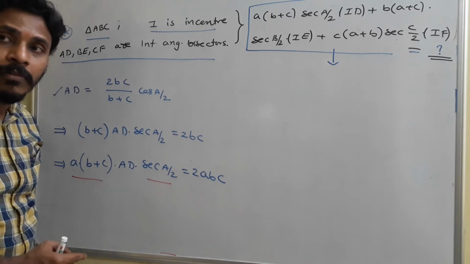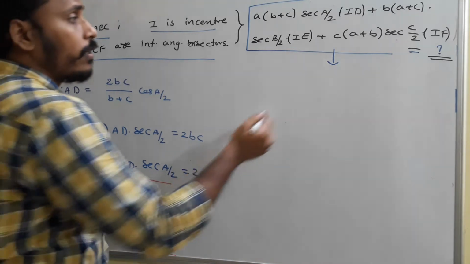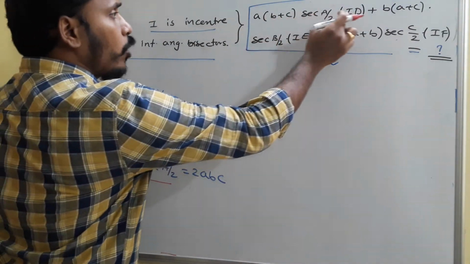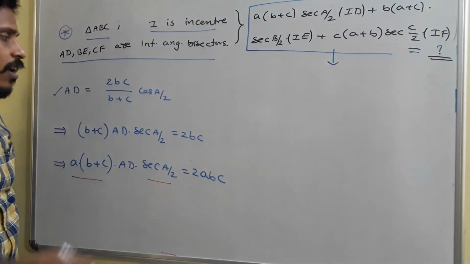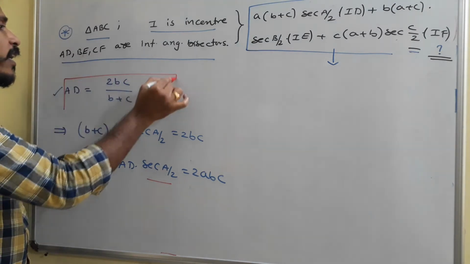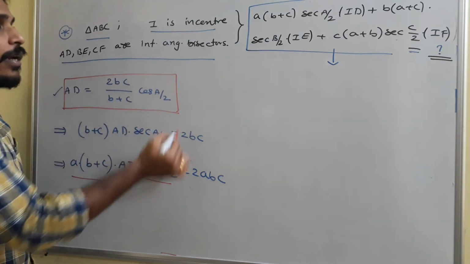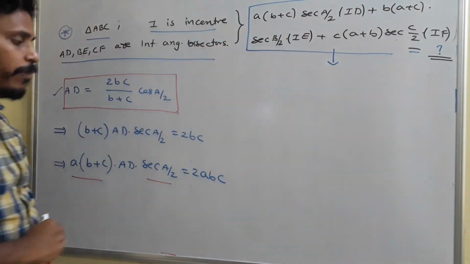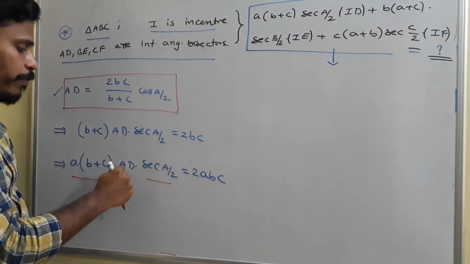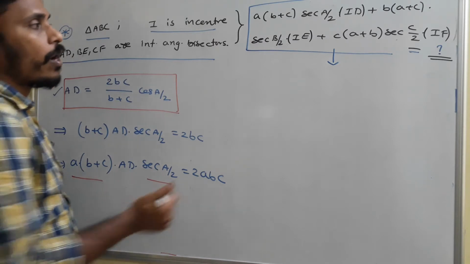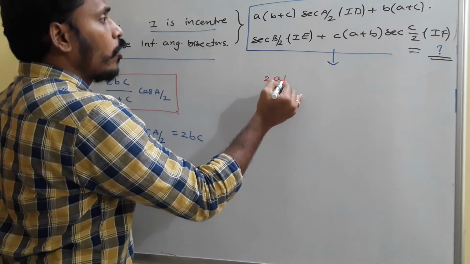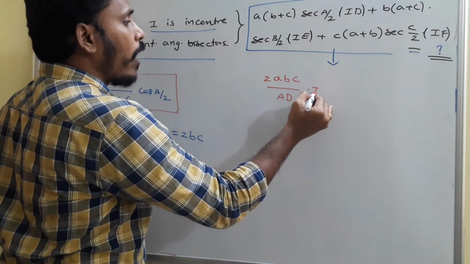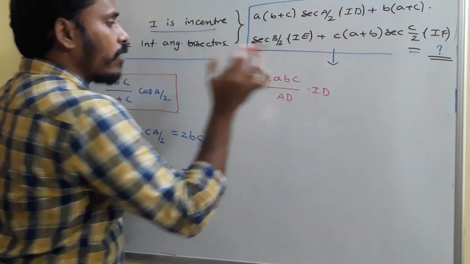Nothing is there to say it is wrong. Since A into (B plus C) into secant A by 2 comes from the length of the internal angular bisector through A, it is very clear that A into (B plus C) into secant A by 2 is 2ABC divided by AD. That's why I wrote it like this: 2ABC divided by AD into ID. This is the first term.